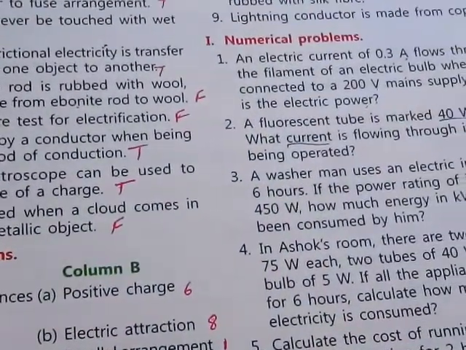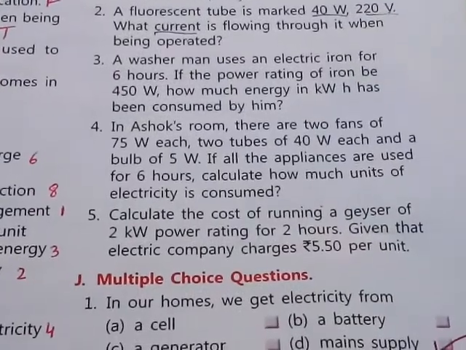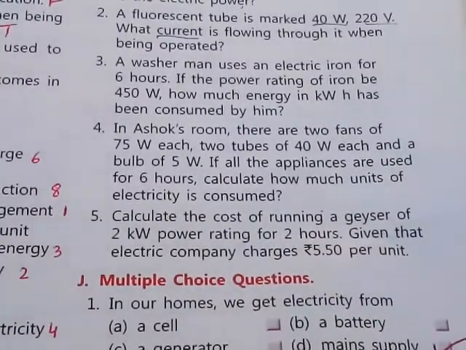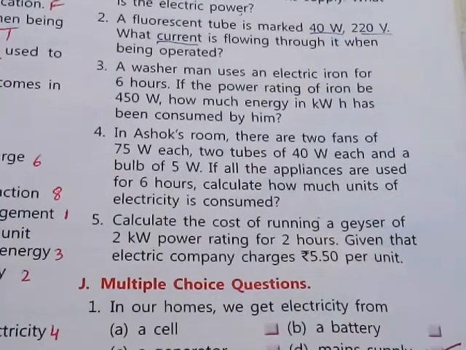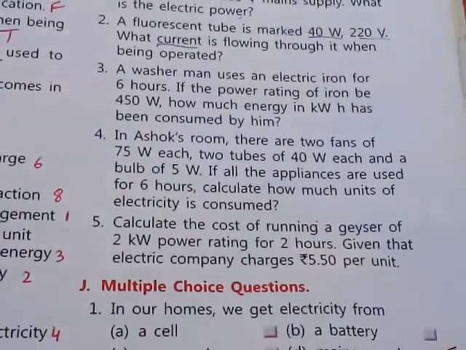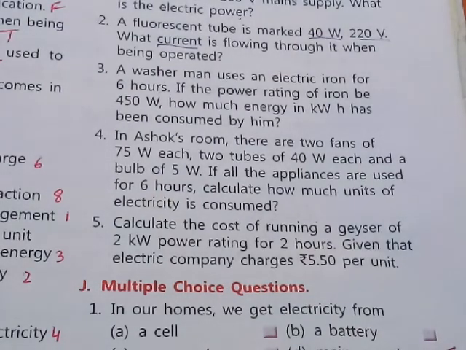Now next, the fourth numerical, second last numerical is here. In Ashok's room there are 2 fans of 75 watt each. 2 फैन है, दोनों की जो एनर्जी है 1 की वो 75 वॉट है. 2 ट्यूब्स ऑफ 40 वॉट ईच, एंड अ बल्ब ऑफ 5 वॉट, और एक बल्ब है 5 वॉट का. If all the appliances are used for 6 hours, then calculate how many units of electricity are consumed. कि कितने यूनिट इलेक्ट्रिसिटी कंज्यूम्ड हुए हैं. That we want to find.